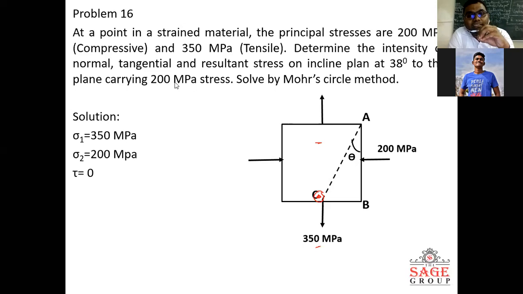Determine the intensity of normal, tangential and resultant stress on an inclined plane at an angle of 38 degrees to the plane carrying 200 megapascal of stress. Read each and every line here: which plane is carrying 200 megapascal of stress. Solve it by the Mohr circle method.